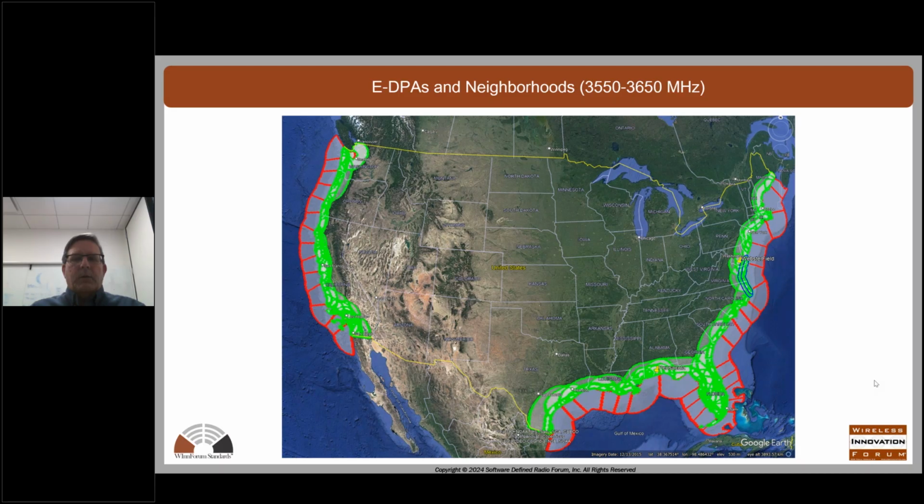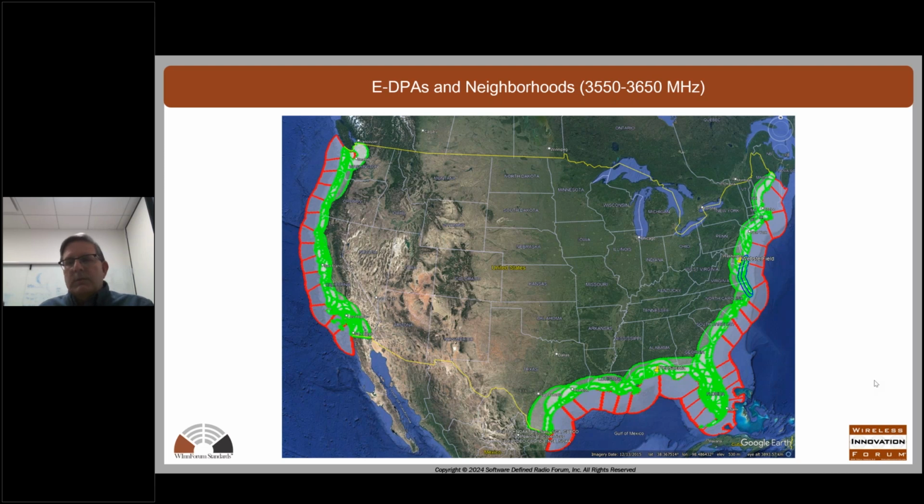So just kind of a plot, this is the contiguous US with the DPAs. The red areas are the dynamic protection areas defined by DoD and NTIA, and the green areas represent the neighborhoods where we have to consider CBSDs as potential interferers. And again, let me emphasize, if your CBSD is in the neighborhood, it doesn't mean you will be impacted by activity in the DPA.